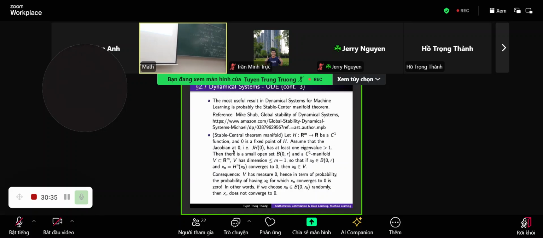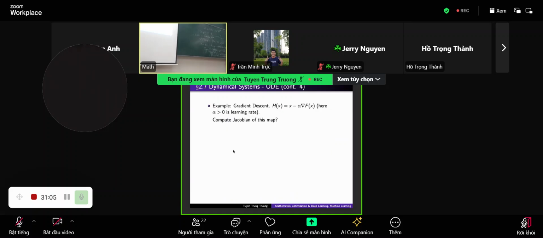And a C1 submanifold, which has smaller dimension. Then in terms of measure theory, it has 0 measure. In terms of probability, you can say that it has 0 probability, which means that with 0 probability, if you choose a point in this set as the initial point, then you will avoid that point. You won't converge to that point. Let's see what it means to avoid that point.